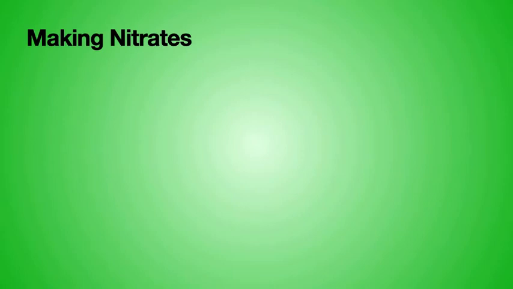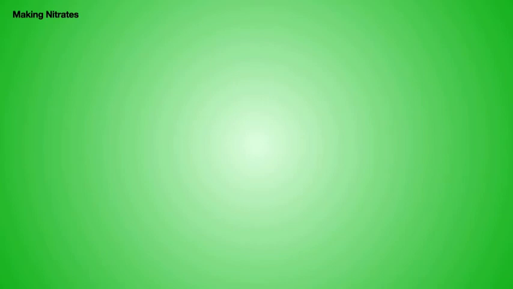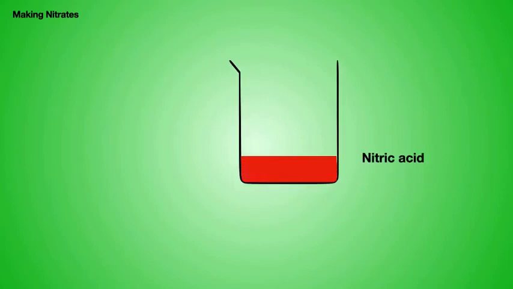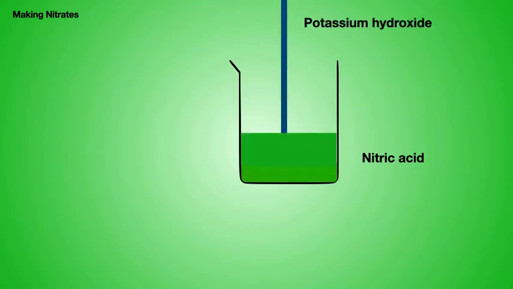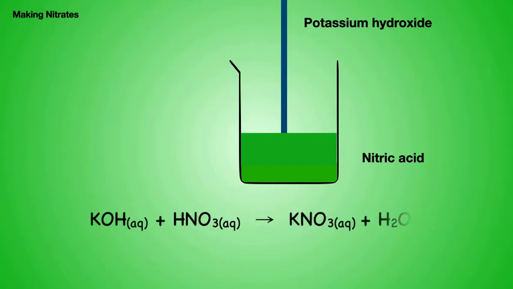Okay, we talked about nitrates being important. So how do we make nitrates? Well, the easiest way is by neutralization of nitric acid. So we take some nitric acid and we neutralize it using potassium hydroxide. There we go, there's the equation there. Potassium hydroxide plus nitric acid goes to potassium nitrate and water.